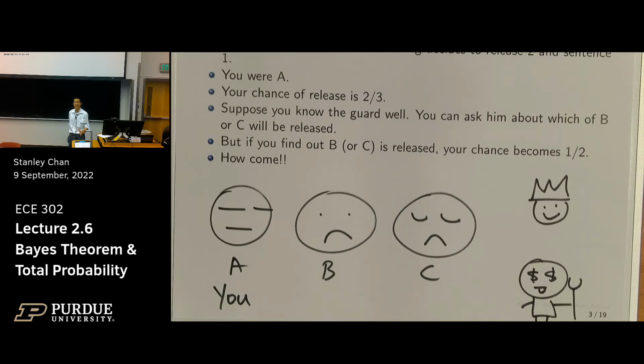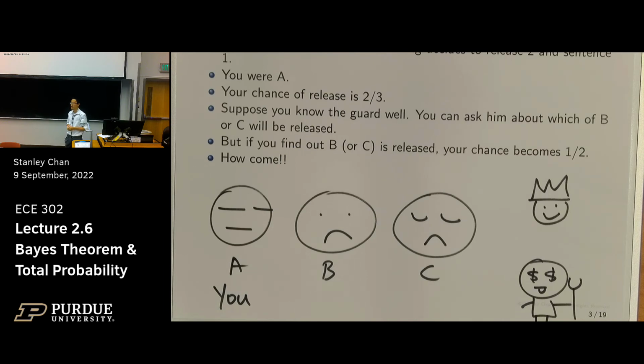The guard will tell you, okay, B will be released, or the guard will say, C will be released. It has to be one of those because two are released. Regardless of whether it is you or not, the guard will tell you B or C. So now you talk to the guard, he tells you B or C, and then you have an extremely bad day.